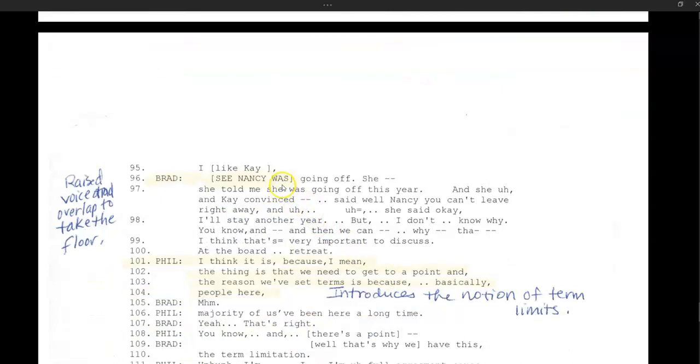We have another raised voice here. And in this overlap, Brad raises his voice to take the floor. It's actually the second time in this transcript that Brad raises his voice to take the floor, and it kind of makes you wonder about that relationship, the power dynamic between Brad and Phil. That Brad feels like he has to raise his voice to take the floor. It might be his personality, or it might be that he finds it difficult to take the floor when talking with this person.